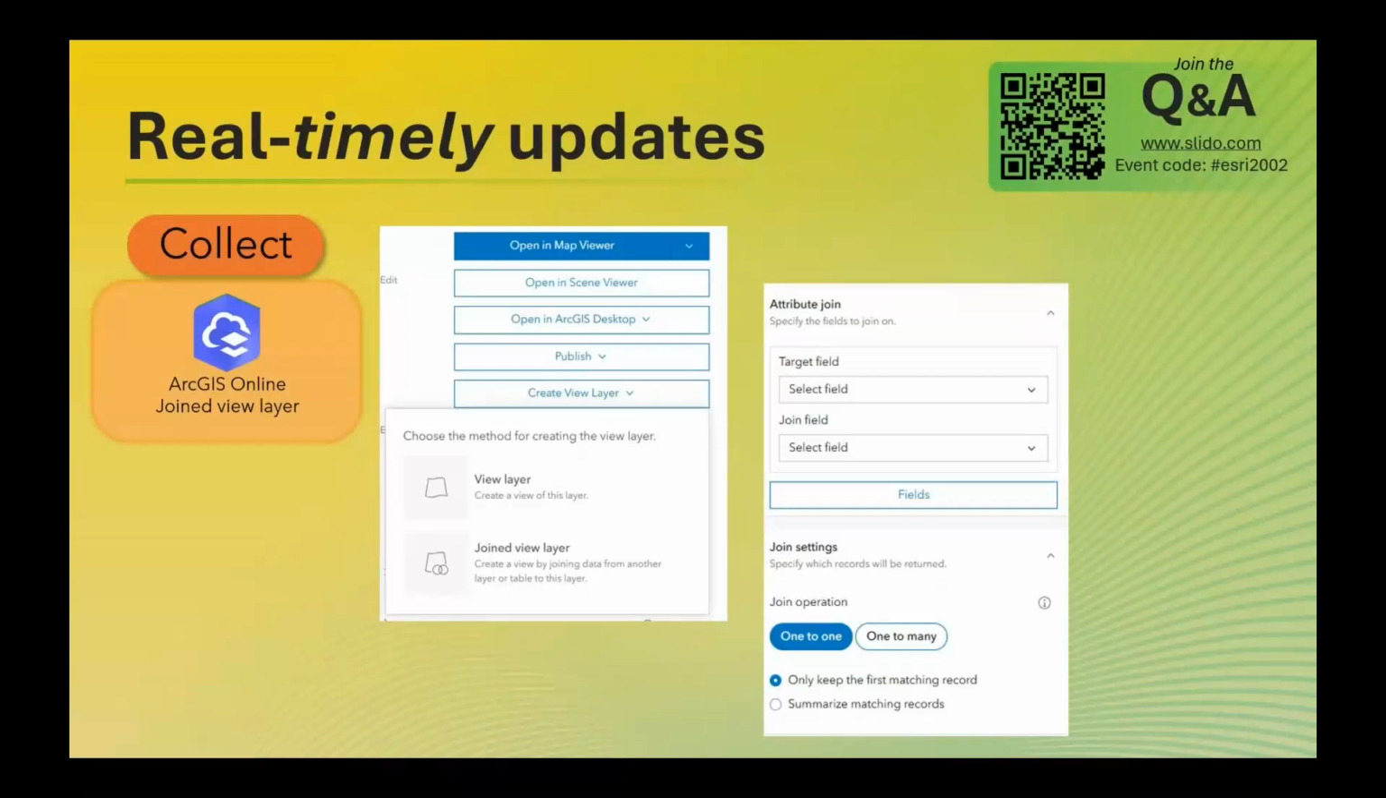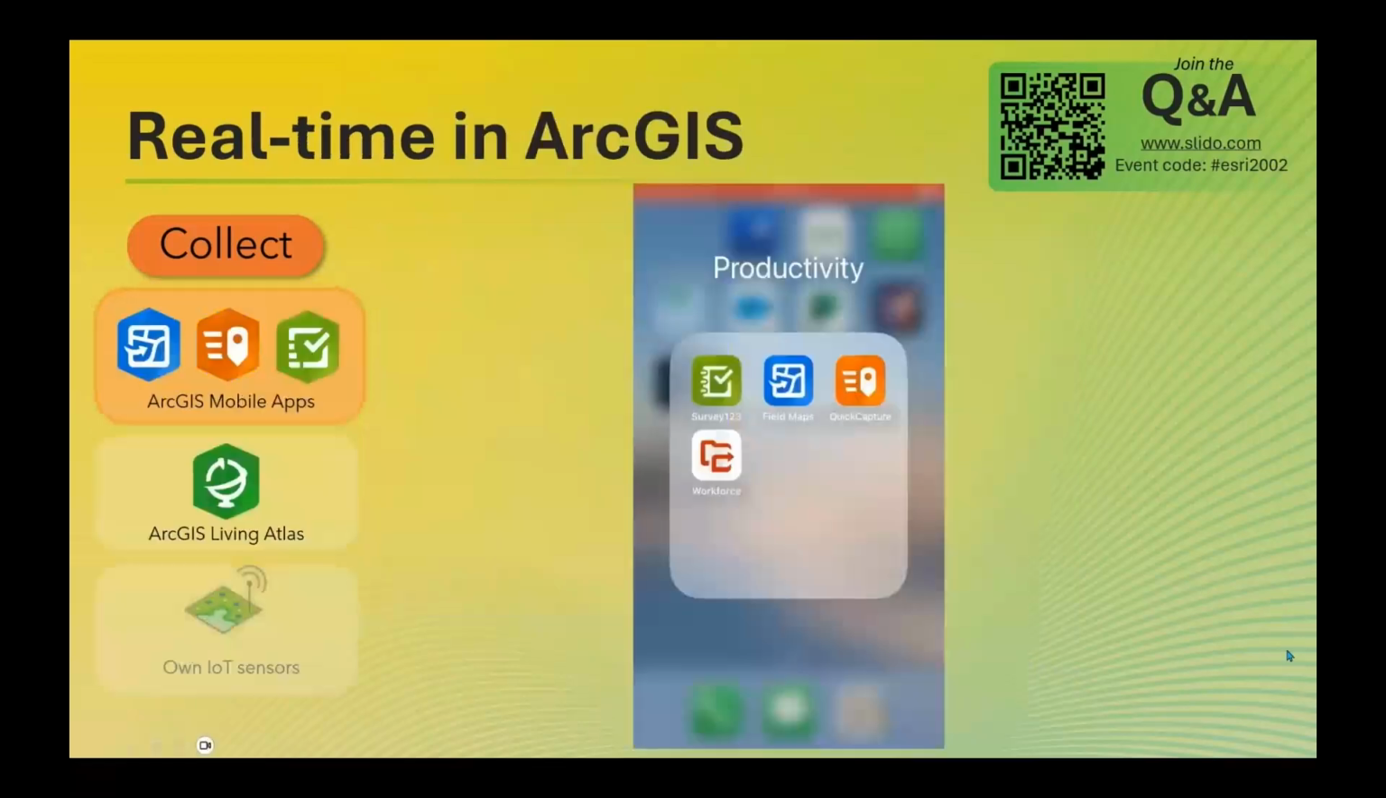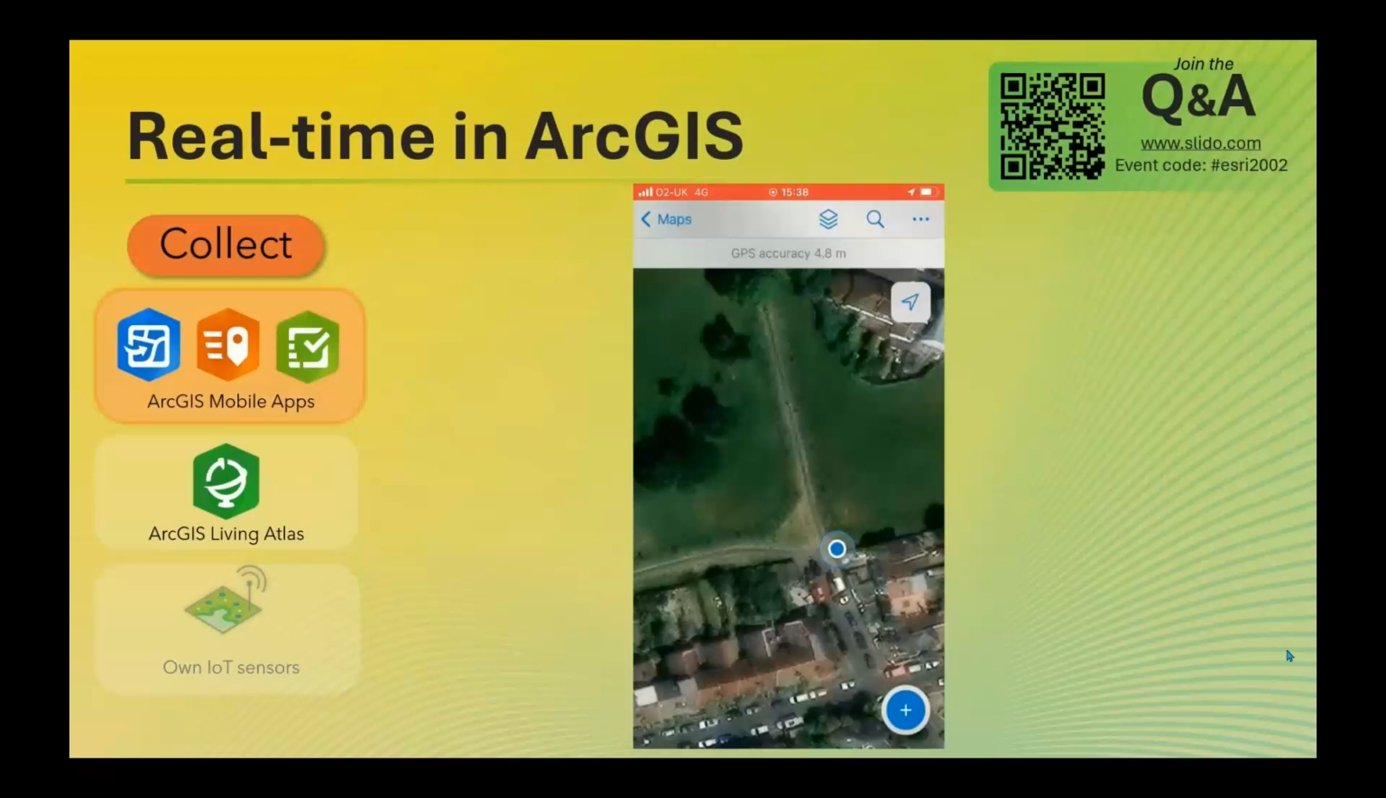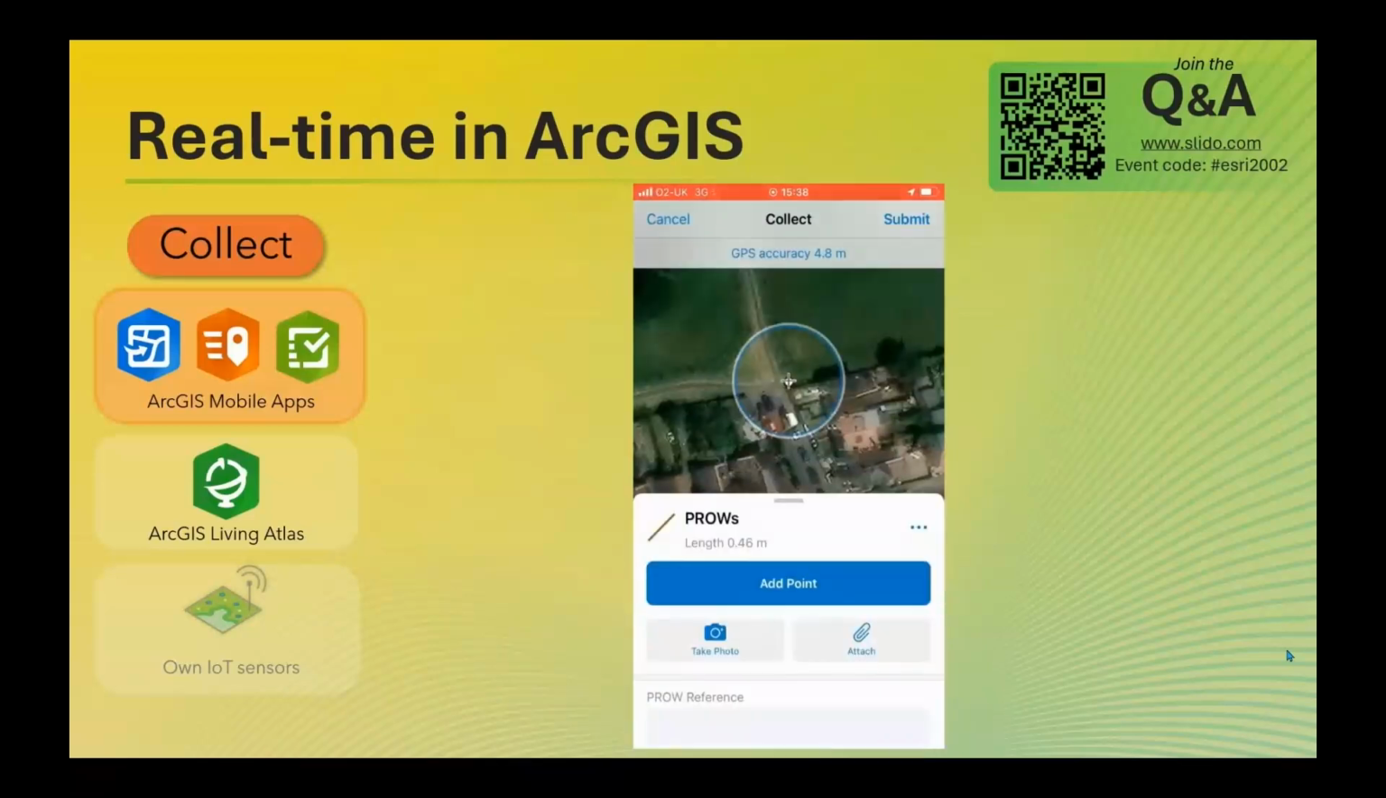But where do those edits come from? Well, those edits may come from mobile applications. Now, some of you may know that we have a whole host of mobile applications. We have Quick Capture for very simple data collection, Survey123 for form-based data collection. We also have Field Maps for more map-oriented collection. And in this case, for example, we have a surveyor going out to collect public rights of way.